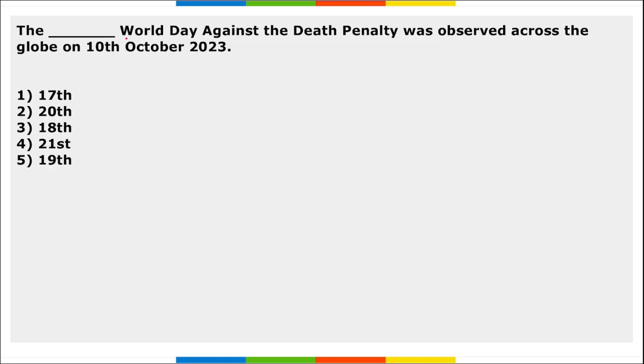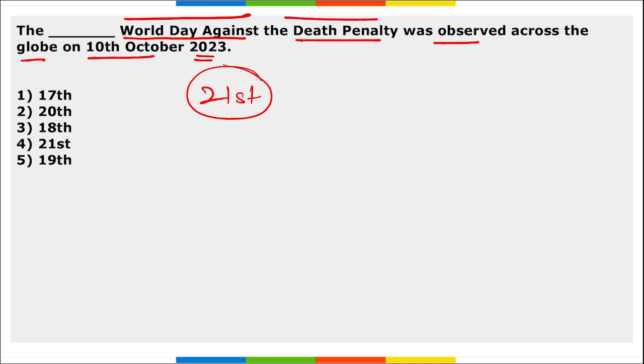Next, the Dash World Day Against the Death Penalty was observed across the globe on 10th of October 2023. That is, the 21st World Day Against the Death Penalty was observed on 10th of October across the globe. Right? And this year, 2023, it marks the 21st edition of the World Day Against the Death Penalty. The right option here becomes 21st.